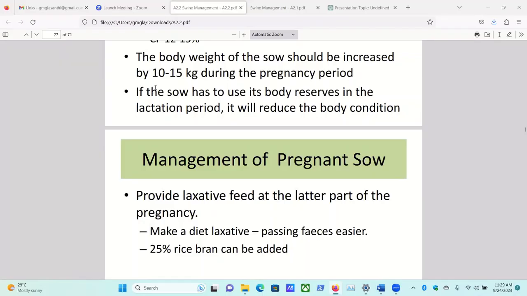If not, she doesn't have any body reserves to produce milk at the lactation period. So she will reduce her body condition by utilizing the stored nutrition in her body. Then her body condition will go down and ultimately we can't use her for breeding in future.